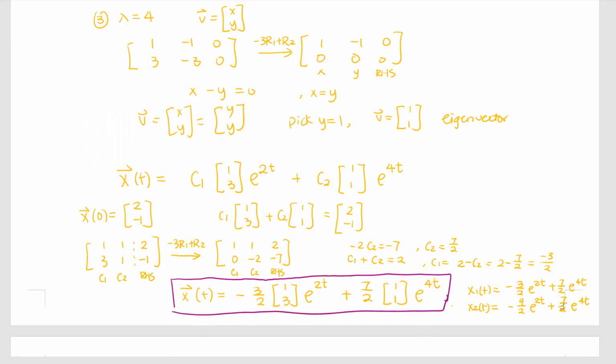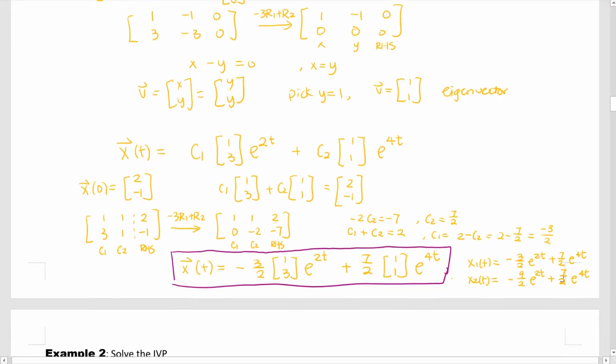I write this just to let you know, if sometimes you want to know what's x1, x2, X1 is the first entry of the x vector, and then x2 is the second entry of the x vector. Okay? Alright. Let's continue.